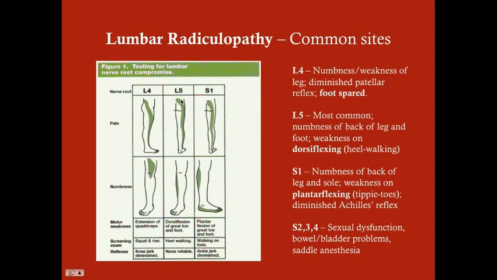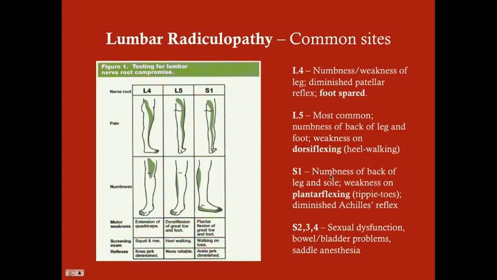You have numbness of your leg, and it tends to be along the lateral side of the leg and on the back of the leg. And you have weakness on dorsiflexing. What is dorsiflexing? It's the opposite of standing on your tippy toes. So if you tell these patients to walk on their heels, they're going to have difficulty doing that because the dorsiflexors, the muscles in their leg that are responsible for dorsiflexion, are going to be weak. So patients with L5 nerve root compromise are going to have difficulty walking on their heel.